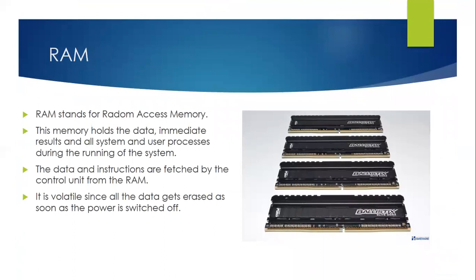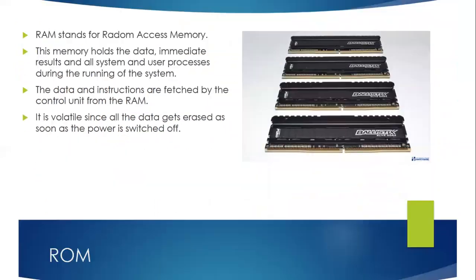RAM stands for random access memory. This memory holds the data, immediate results, and all system and user processes during the running of the system. The data and instructions are fetched by the control unit from the RAM. It is volatile since all the data gets erased as soon as the power is switched off.